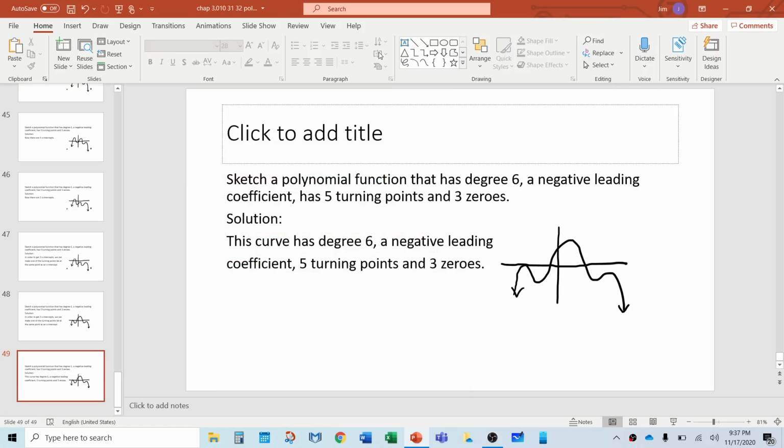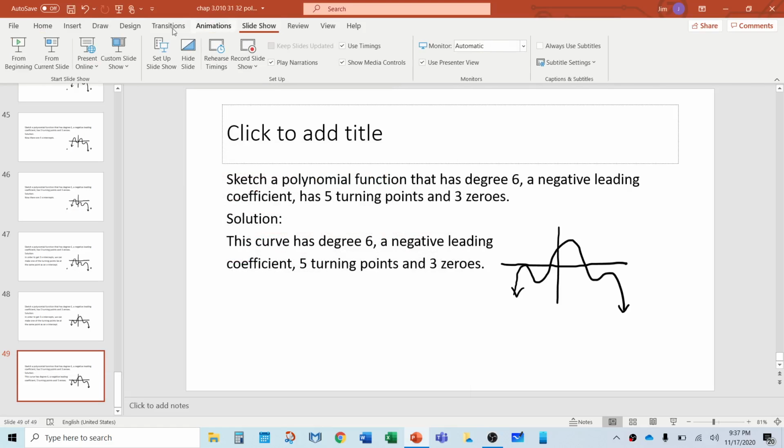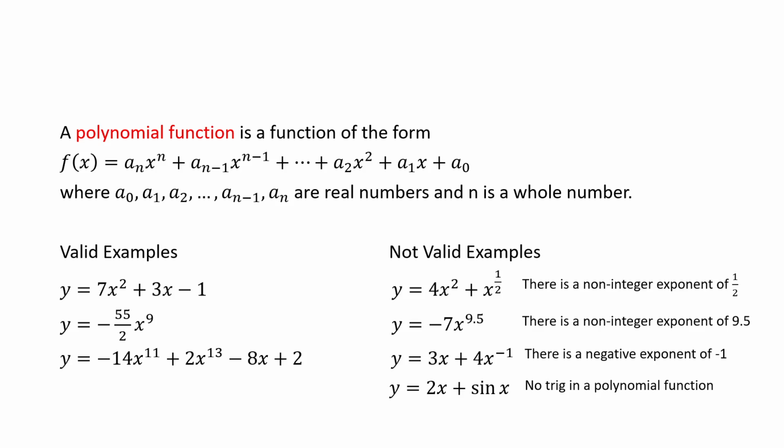In this lesson, we're going to talk about polynomial functions. A polynomial function is a function of the form f(x) equals a_n x^n plus a_(n-1) x^(n-1), etc., all the way down to plus a_0, where a_0, a_1, a_2, etc. are real numbers and n is a whole number. It's perhaps easier to see what they are when you see some examples.